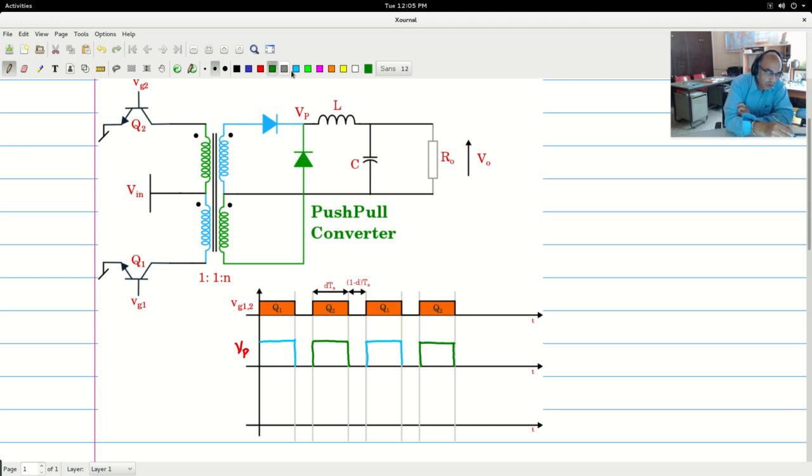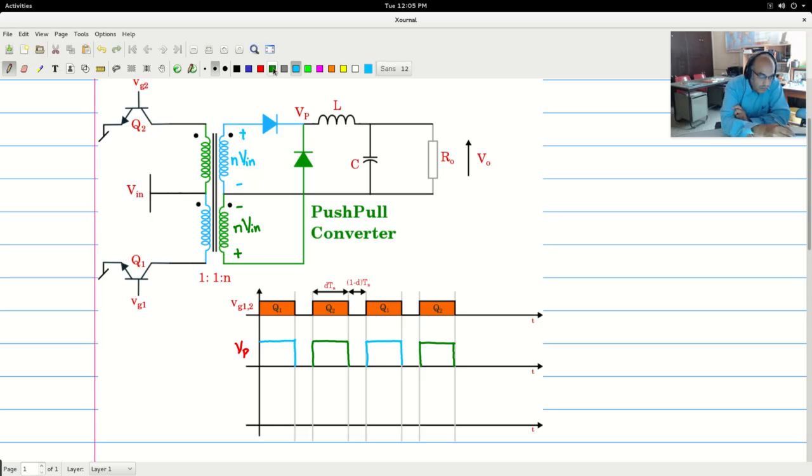So during the time when Q1 is on, I am going to write here N times Vin will appear here. And during the time when the green portion is active, Q2 is on, you will get N times Vin here. But remember that this will be plus with respect to the dot here. In the case of the blue, this would have been plus with respect to this, maintaining the dot polarity convention.